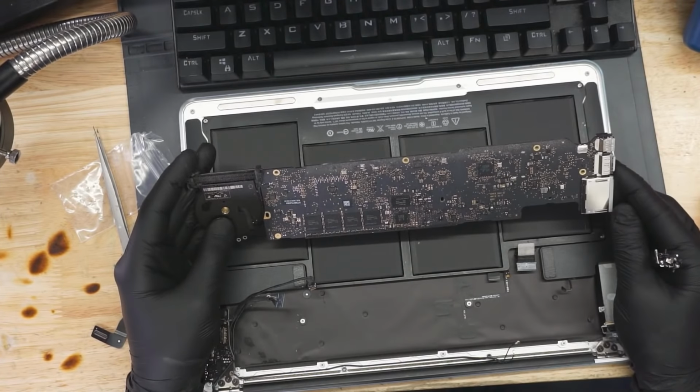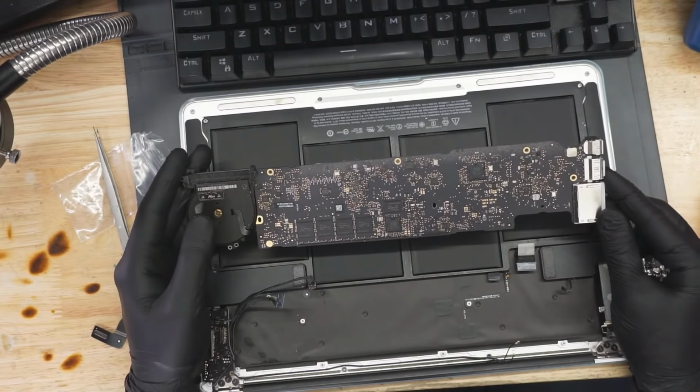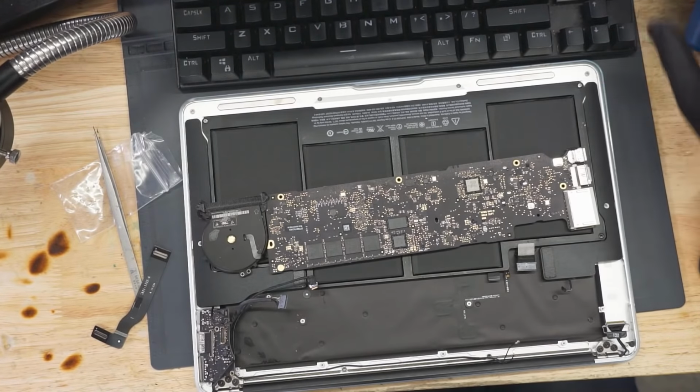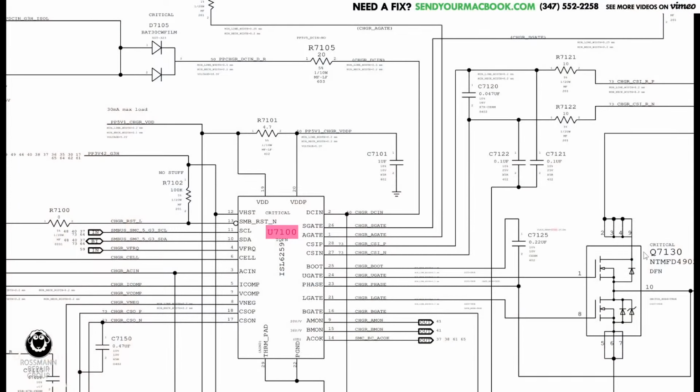We are going to take a fine look at the ISL6259 area. The ISL6259 is the chip on the schematic that I showed you that's going to be responsible for controlling Q7130. That's going to be what allows it to work.